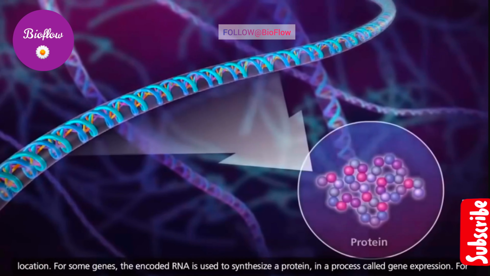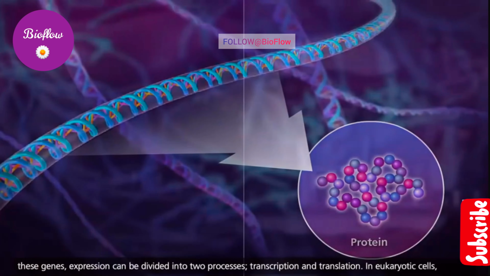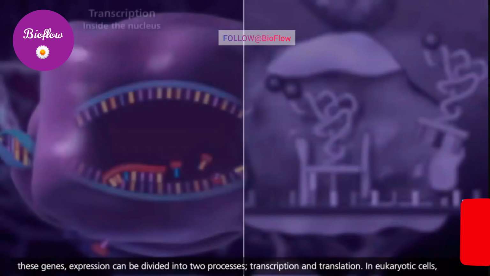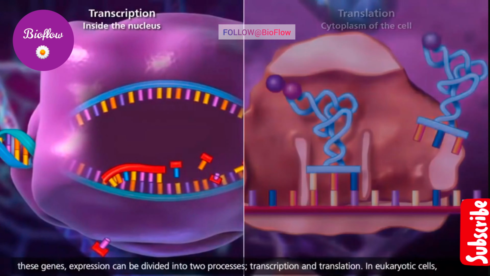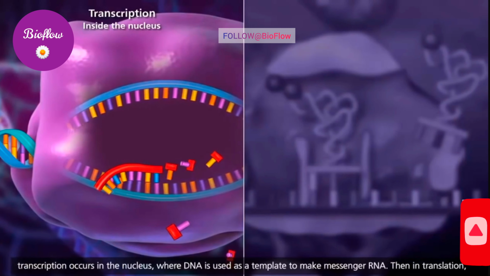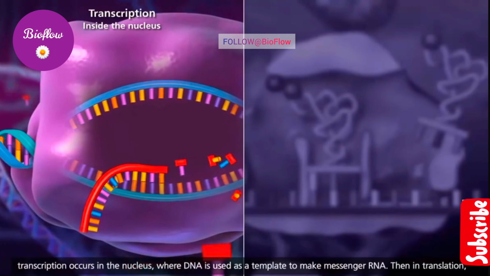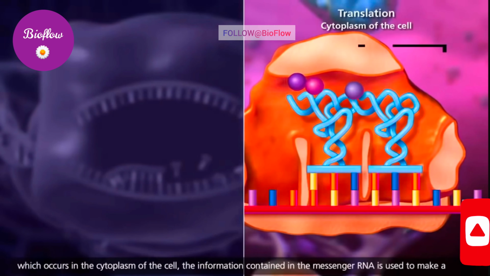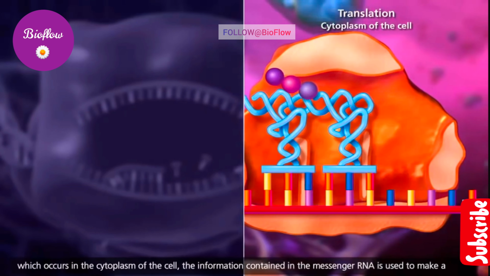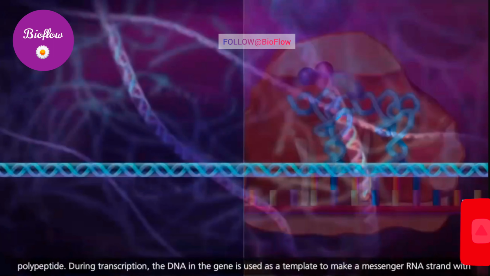The encoded RNA is used to synthesize a protein in a process called gene expression. For these genes, expression can be divided into two processes, transcription and translation. In eukaryotic cells, transcription occurs in the nucleus, where DNA is used as a template to make messenger RNA. Then, in the case of translation, which occurs in the cytoplasm of the cell, the information contained in the messenger RNA is used to make a polypeptide.